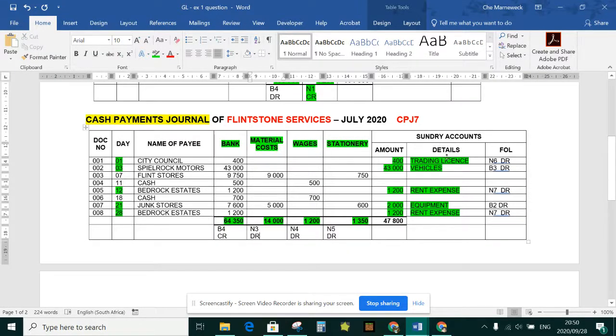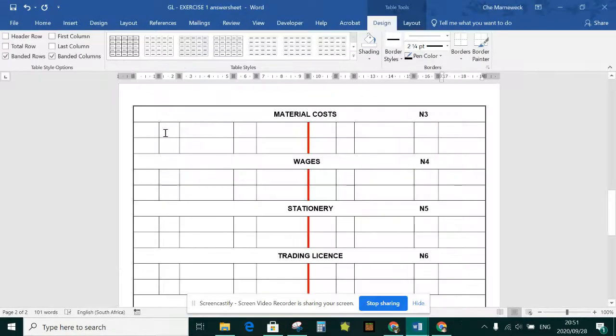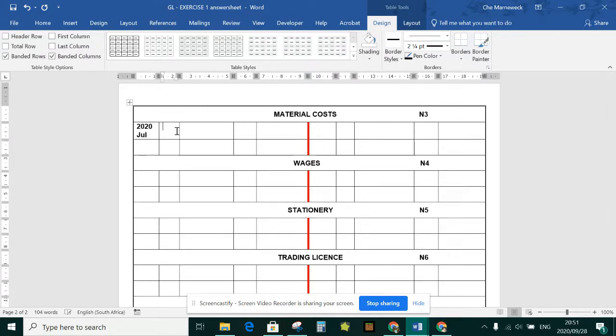Everything from now on is going to be cash payments journal. The rule for the cash payments journal tells me when I do material costs, it goes on the debit side. It's a column, so I take the total of the column on the last day of the month. The last day of the month on the debit side, debit being left, 2020 July, the 31st. Bank is the partner account, CPJ7, and the total of the column is 14,000. There are no more transactions, so I don't total because there's only one line of information.